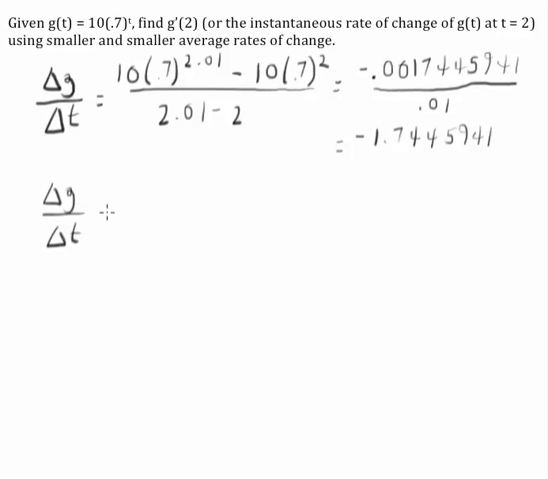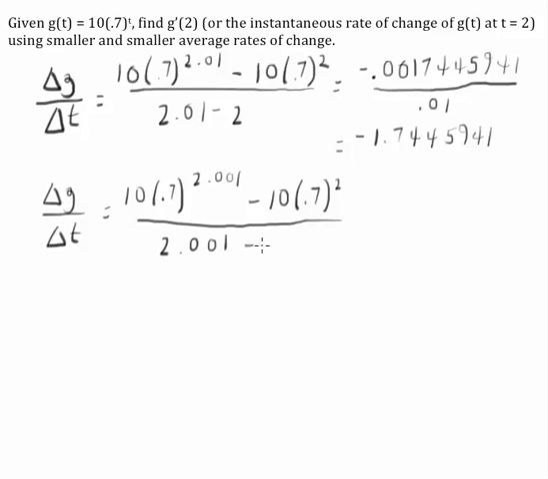The way we can do better is by using a number even closer to 2. So let's do 10 to the 0.7, and let's use 2.001 minus 10.7 squared over 2.001 minus 2. And now I'm just going to give you the final answer for that calculation. Again, my hope is that this is something that you can do in your calculator, and if you're having problems, talk with me.